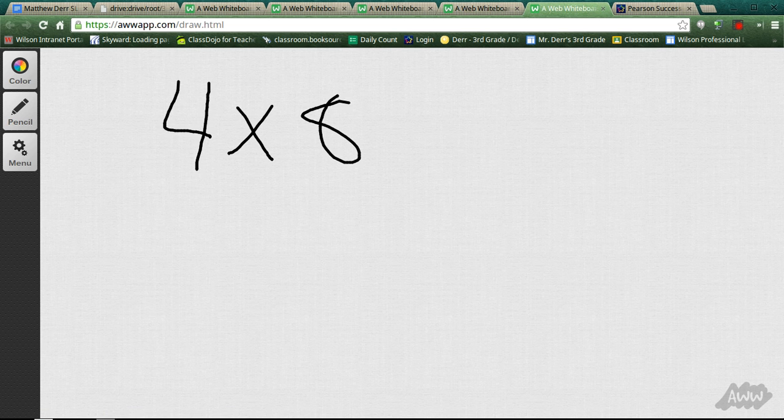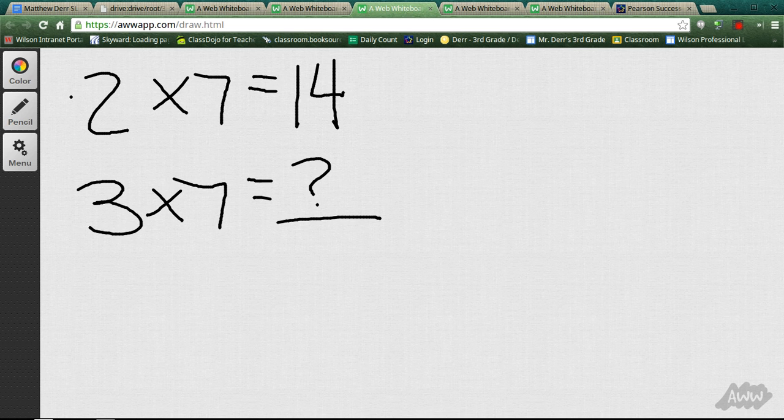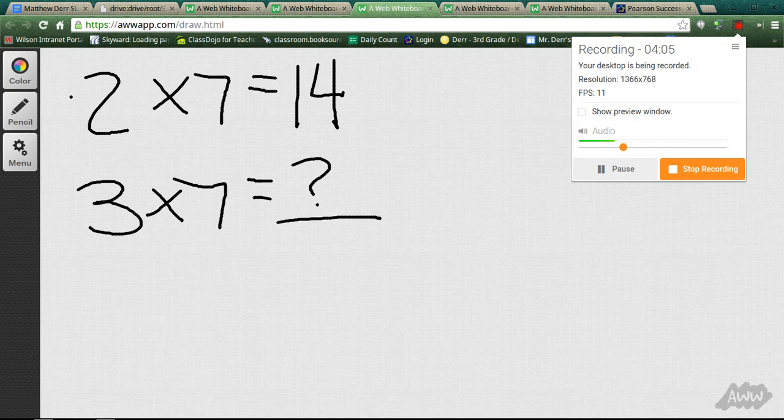So for tomorrow's lesson, I want you to determine and be able to explain, also for your quick check in class, the problem 4 times 8. How can you use 2 sets of 2 to determine and find the answer to 4 times 8? Also, don't forget, how does 2 times 7 help you find 3 times 7? Be prepared to give your answer in class tomorrow.